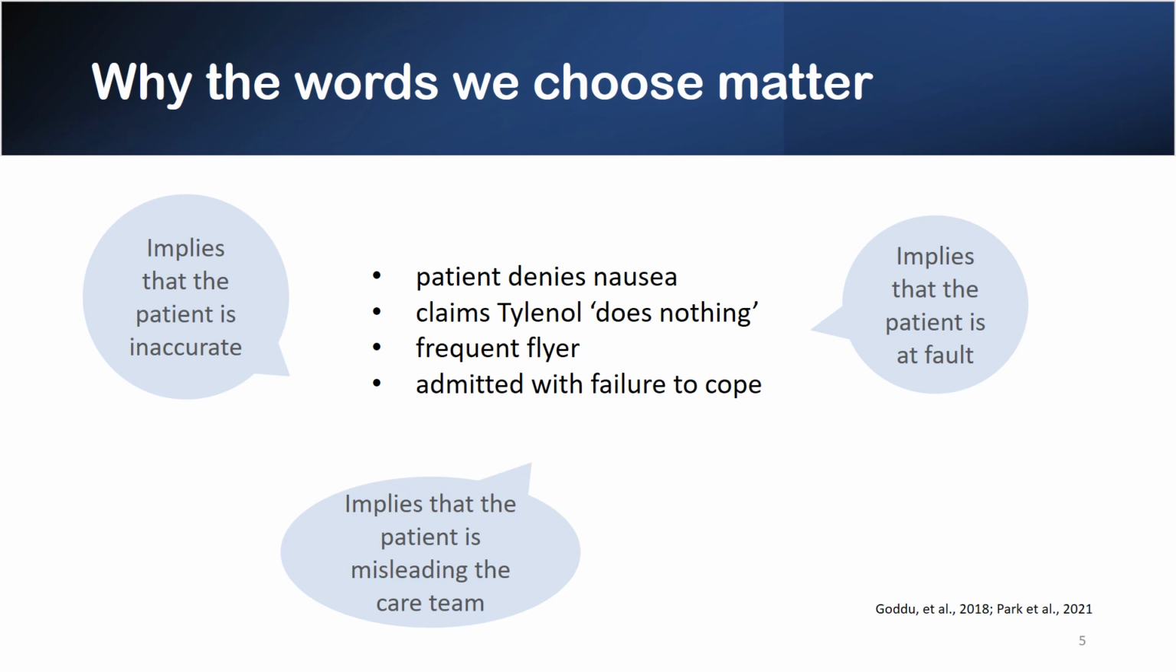The words in the center of this slide have a negative bias and make it seem that the patient is inaccurate, lying, malingering, or misleading the care team. Phrases such as failure to cope or frequent flyer imply that the patient is at fault. These words and phrases are used so often and in so many places that their impact is significant. Many health professionals are unaware of the bias and judgment conveyed and the impact of these words.